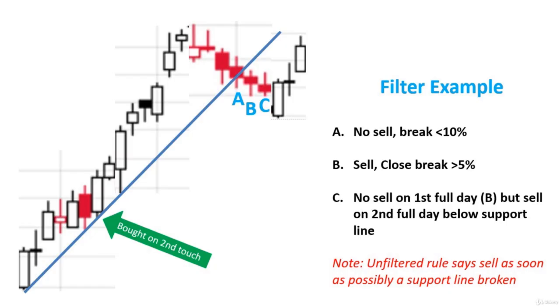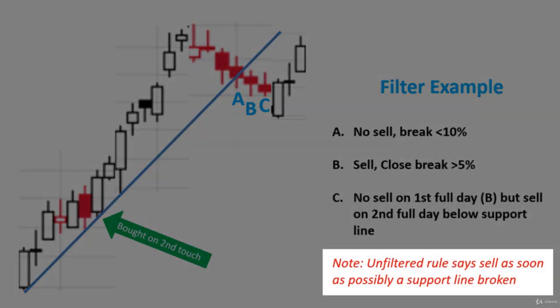You can see A was not a full day as far as the close being below the support line, right, close to it, maybe right on it. But the first full day we could say is B, not selling because that's our rule, our modified filter. And then on the second full day, we're going to sell, and so that's when we're selling, on C.